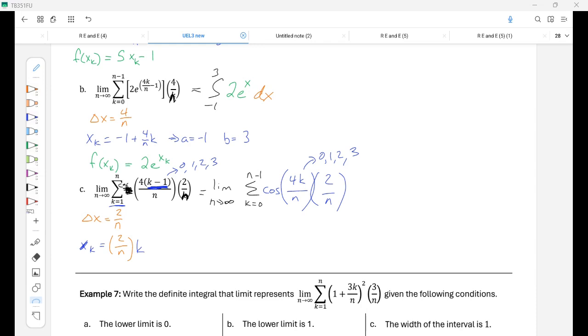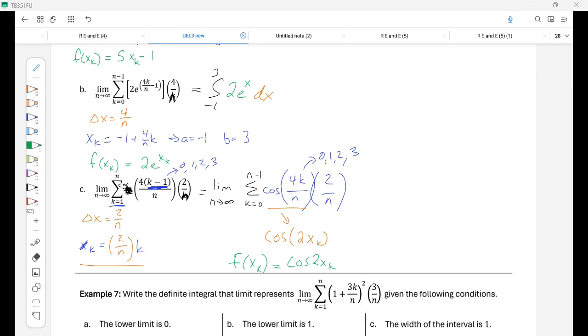So how can I rewrite this in terms of our actual xk? Cosine of what? There we go. So that means that our f of xk is cosine of 2xk. So you kind of had to pull that 2 out of the 4k over n and make it a coefficient of the xk.